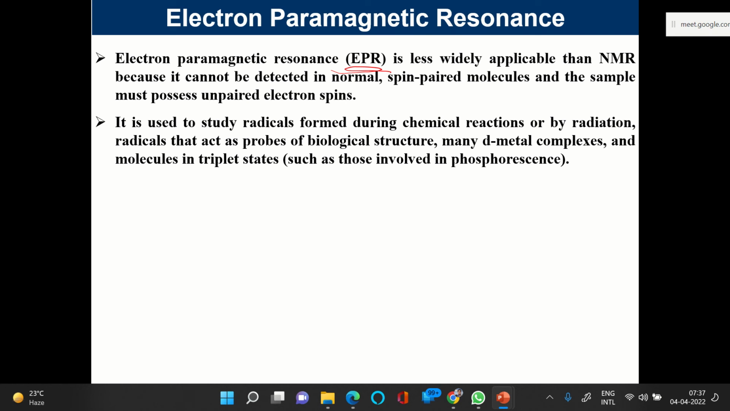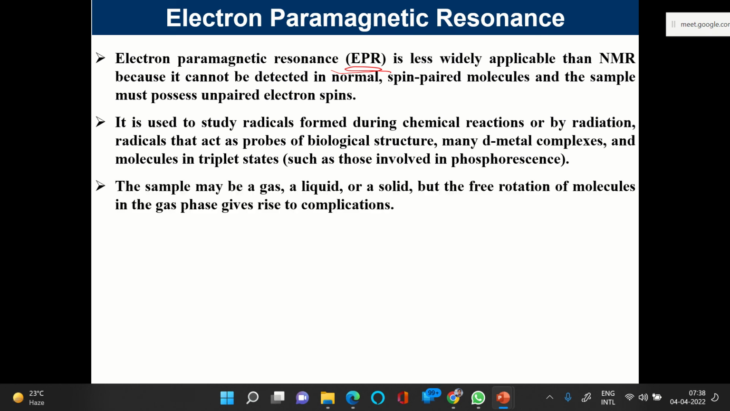In case of EPR, it is the magnetic field vector of radiation that interacts with the magnetic dipole. In case of rotational spectroscopy, with the microwave, it is the electric field component, the oscillating electric field vector, which interacts with the electric dipole, right? So this is the difference that you have to understand. You need to understand this.